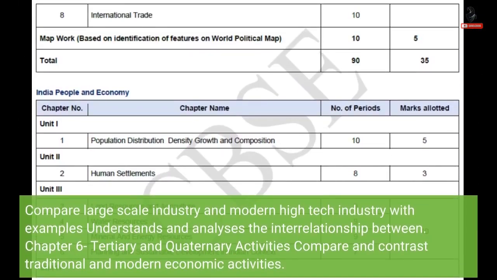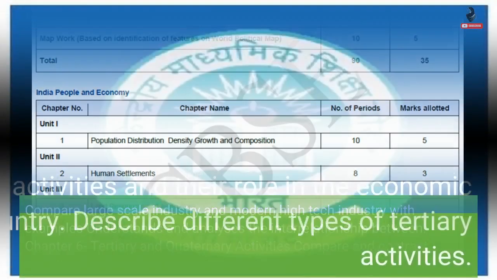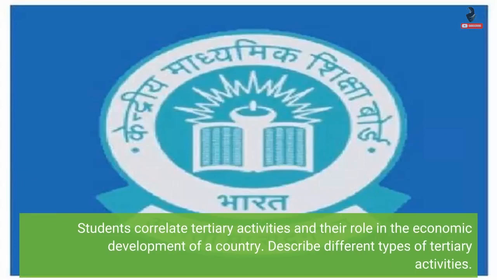Compare large-scale industry and modern high-tech industry with examples, understand and analyze the interrelationship between them. Chapter 6 Tertiary and Quaternary Activities. Compare and contrast traditional and modern economic activities. Students correlate tertiary activities and their role in the economic development of a country. Describe different types of tertiary activities.